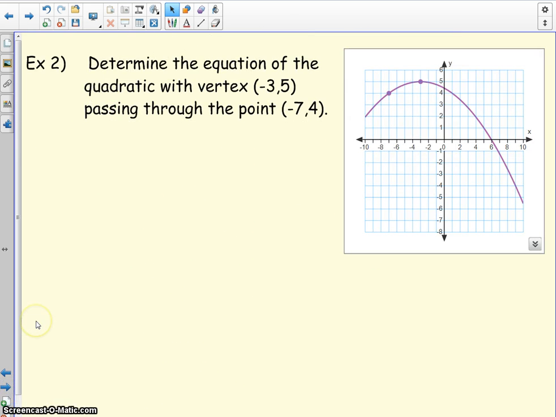Okay, moving on. So now, again, the whole idea behind this is being able to find equations of quadratics. So I'm giving you the fact that we have the vertex at negative 3, 5, and I'm told that this passes through the point negative 7, 4. I want to find the equation of this graph.